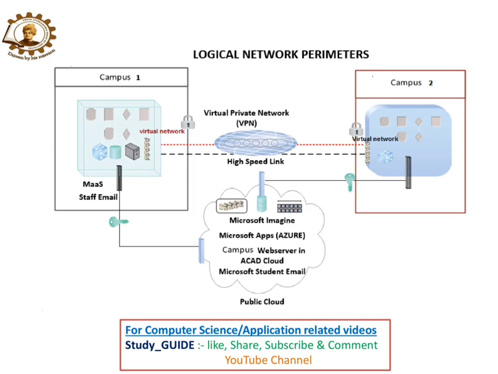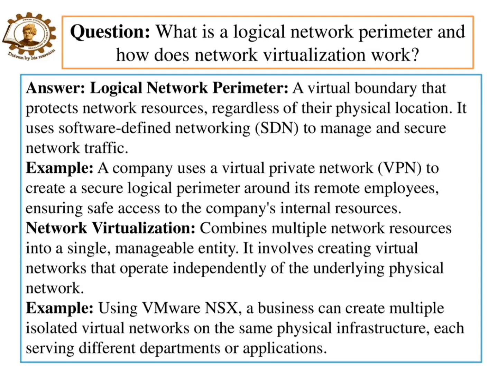Logical network perimeter and network virtualization. Imagine creating virtual networks within a physical network. Now, logical network perimeter defines the security boundary for a virtual network, whereas network virtualization creates virtual networks within a physical network, improving flexibility and security. Think of it like dividing your apartment building's plumbing and electrical system to serve individual rooms or to serve individual objectives. Let's take an example.